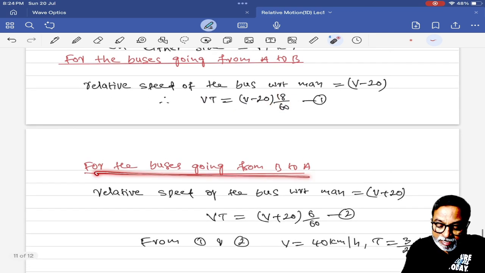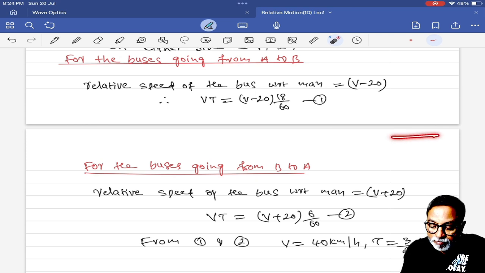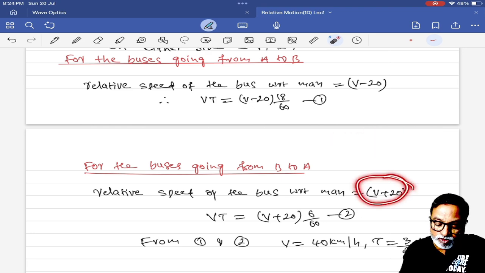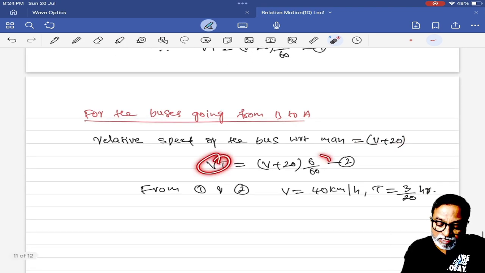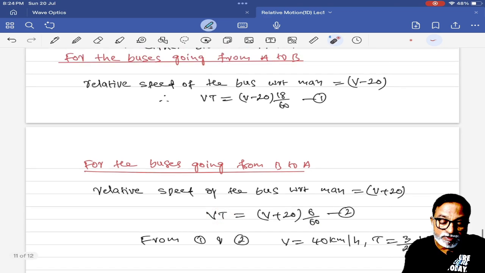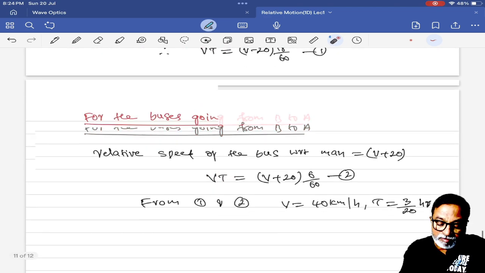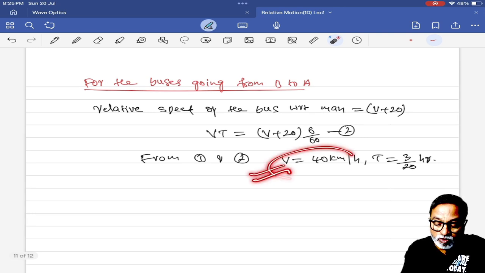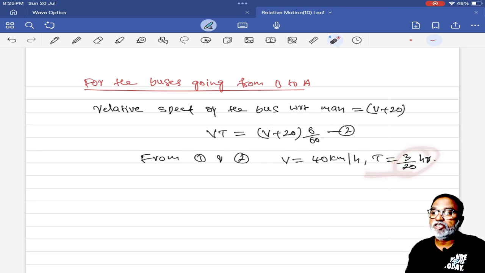ఫర్ ఎగ్జాంపుల్ B to A చూసామనుకోండి, బస్సెస్ ఏమో B to A, వాడేమో సైకిల్ పర్సన్ ఏమో A to B, రెండు ఆపోజిట్ డైరెక్షన్ లో ఉంది కాబట్టి రిలేటివ్ వెలాసిటీ యాడ్ చేస్తాం, అది V plus 20. డిస్టెన్స్ ఈజ్ ఈక్వల్ టు వెలాసిటీ ఇంటూ టైం, సేమ్ డిస్టెన్స్ VT, వెలాసిటీ అంటే V plus 20, టైం ఎంత పట్టింది 6, అవర్ లో కన్వర్ట్ చేస్తే 6/60. ఇక్కడ ఈక్వేషన్ 1, ఈక్వేషన్ 2 లో కూడా VT సేమ్ డిస్టెన్స్ కాబట్టి ఈక్వేట్ చేస్తే ఇక్కడ నుంచి V ఈజ్ ఈక్వల్ టు 40 km per hour అండ్ ఆల్సో టైం T ఈజ్ ఈక్వల్ టు 3/20 hours.